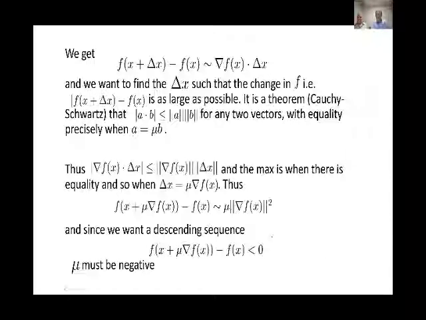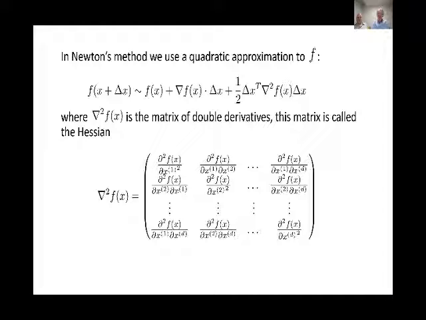So that's the linear approximation, and then by using a theorem from linear algebra, you can show what the fastest descent is. You want this difference to be as small as possible, and that happens precisely when this delta x is a multiple of the gradient. So it's in the same direction as the gradient, and you want it to be negative. But you can also use a quadratic approximation to f.